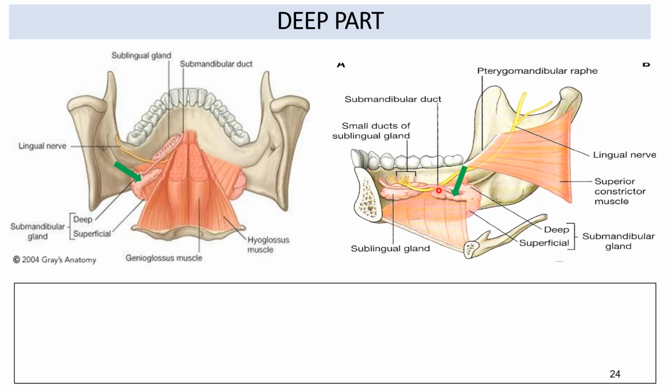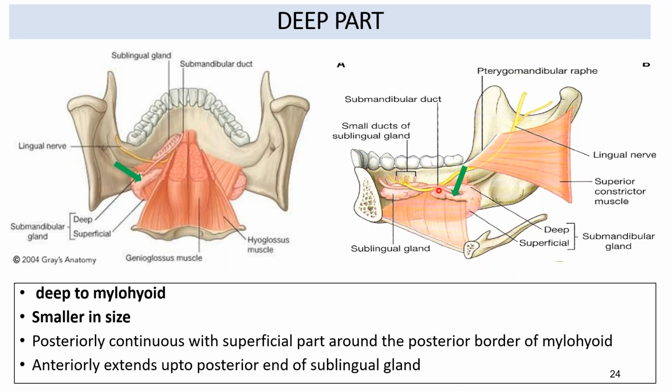So these arrows are indicating the deep part of the submandibular gland, and it is related deep to the mylohyoid muscle. It is smaller as compared to the superficial part, and along the posterior border of the mylohyoid, both the parts are continuous with each other. Anteriorly, this deeper part will extend up to the posterior end of the sublingual gland. In front, there is one more gland, in the sublingual fossa, which is higher up above the mylohyoid line. So the posterior end of the sublingual gland will be the anterior limit of this deep part.